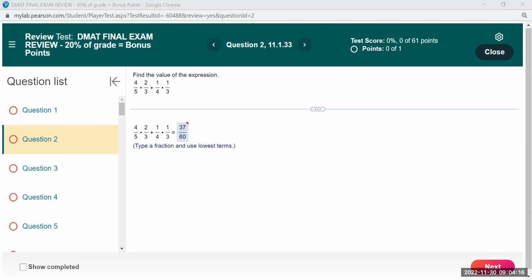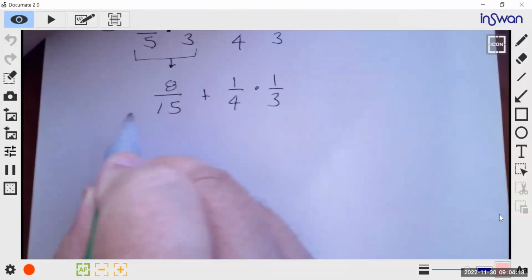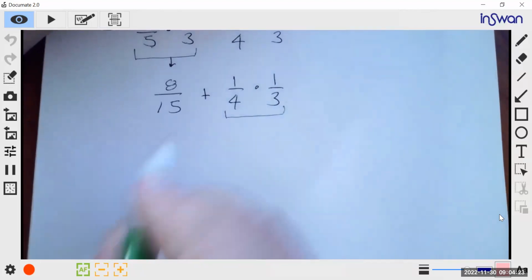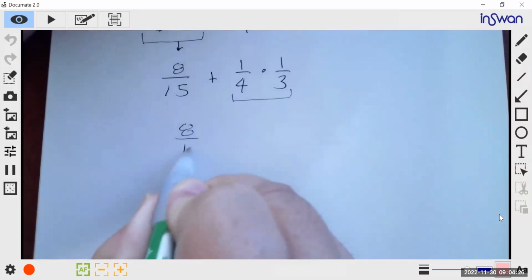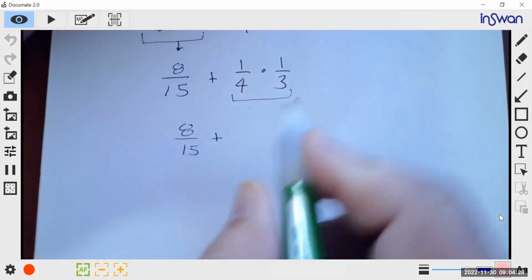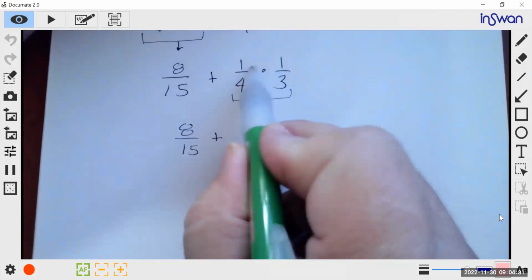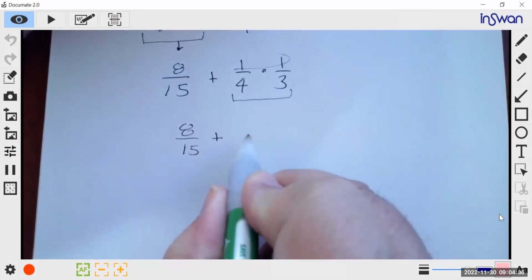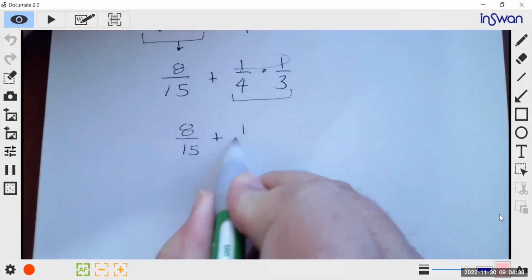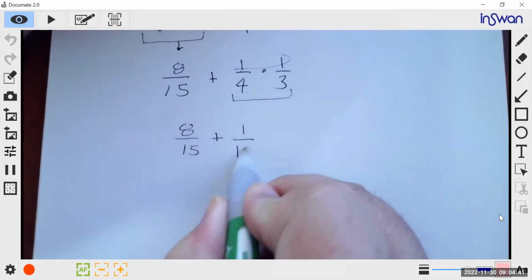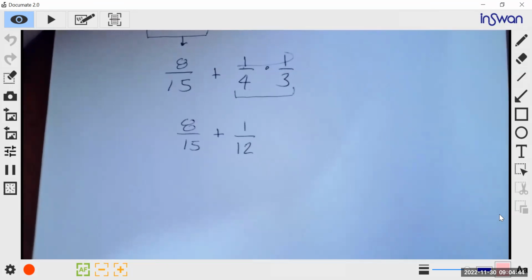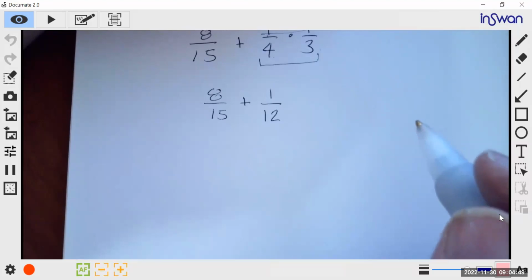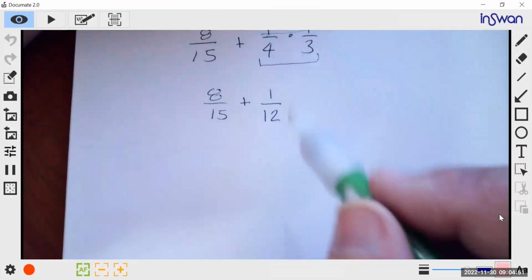Right now, the next thing to do, no special operations, multiplication division. Yes, here's a multiplication right here. So I have 8 over 15. Then I have to do this one. Same rules, multiplying fractions. Anything on top cancel anything on the bottom? No. So I multiply straight across. 1 times 1 is 1. 4 times 3 is 12. No special operations, no multiplication division, so we add.